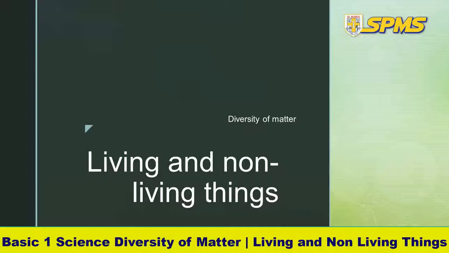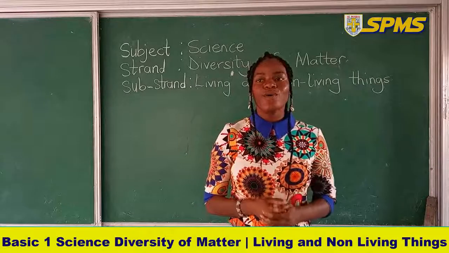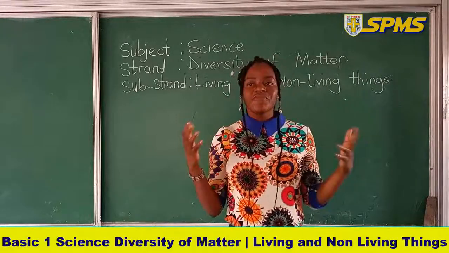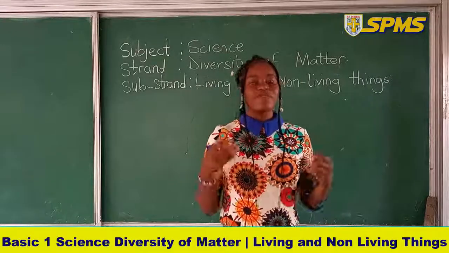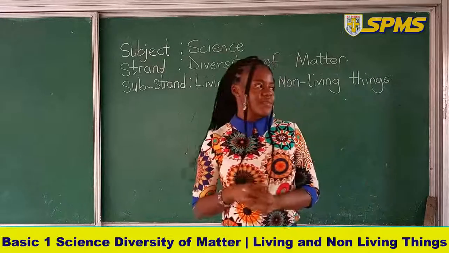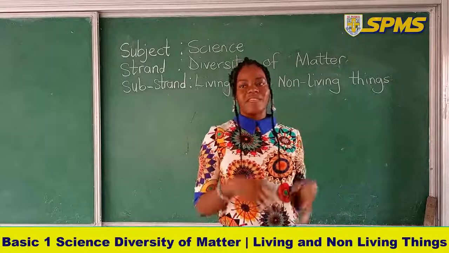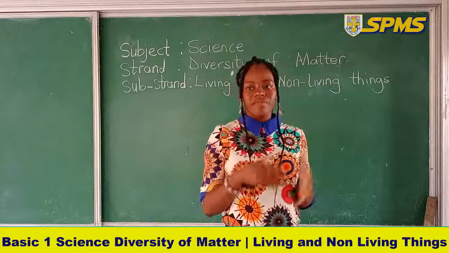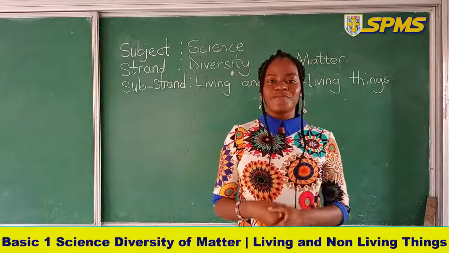Today we will be looking at diversity of matter, and under diversity of matter we'll be looking at living and non-living things. So now let's look at our objectives. By the end of today's lesson, you should be able to observe and describe different kinds of things in the environment. You should also be able to define living and non-living things. And also, you should be able to sort or group things in the environment into living things and non-living things according to the definition given. So now, let's move on.